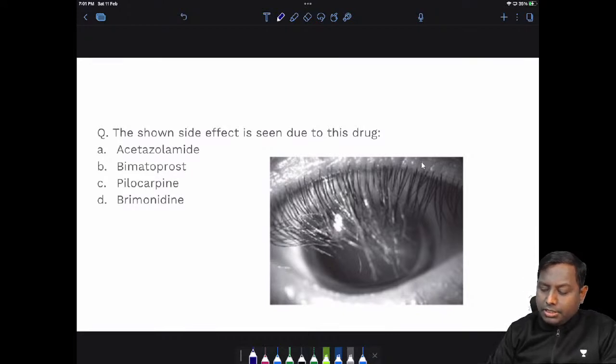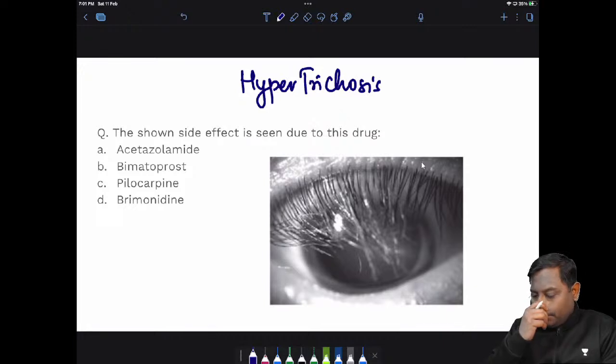Okay, so this is a case of hypertrichosis. This is a case of what? Hypertrichosis, or you can also call it trichomegaly. That can be associated with your drugs PGF2 alpha analogs, right? So your PGF2 alpha analogs, right?